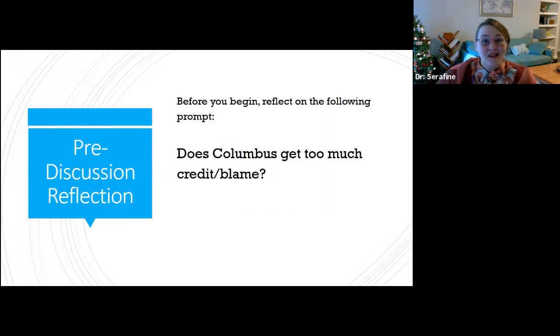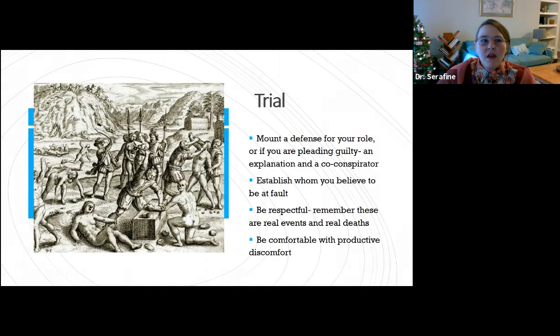One of the big takeaways that I hope you get from this activity is maybe our focus on Columbus is giving him too much credit or too much blame. So you'll think about that maybe as you enter the role play, before you read your role sheet, or as you continue through the activity. The steps are outlined in that discussion. The discussion prompt, of course, is in this same module. And you each are assigned a role. You'll read your role sheet, and then you'll mount a defense for your role.